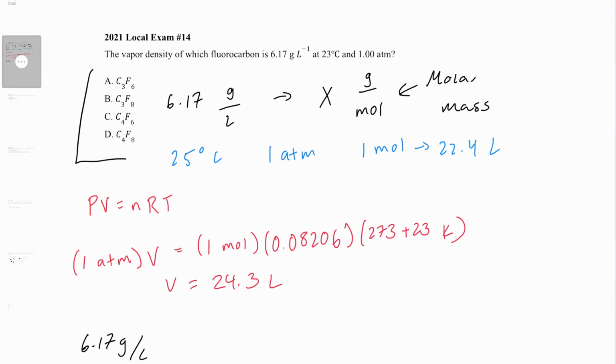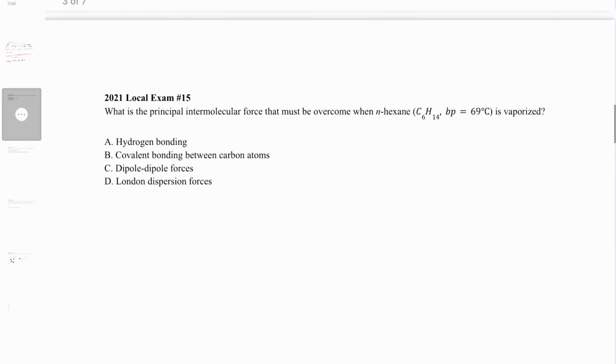Now that we know that we have 24.3 liters of volume in 1 mole, we can multiply 6.17 grams per liter times 24.3 liters to get that our gas should have a molar mass of about 150 grams. And so which one of our answer choices has a molar mass of about 150 grams? That's going to be answer choice A. So that's 14. Let's go to 15.